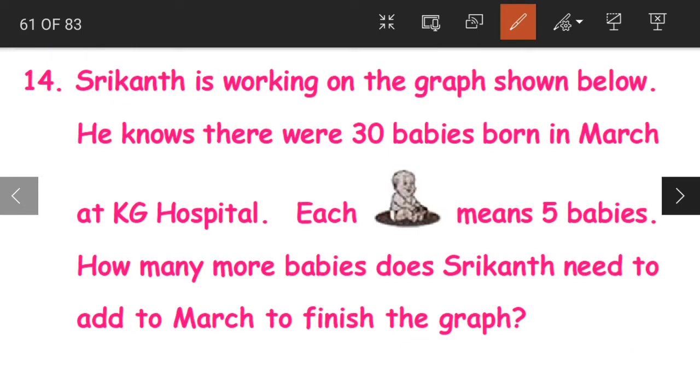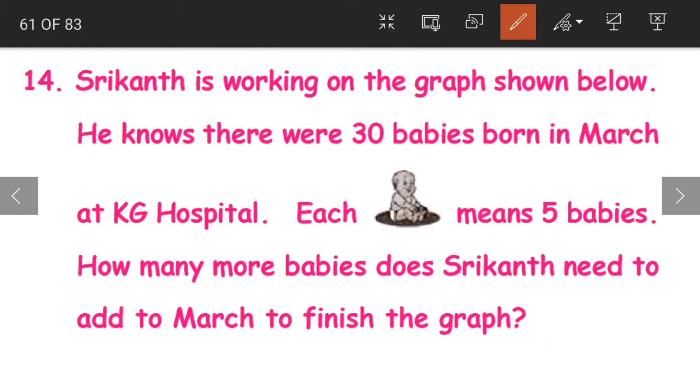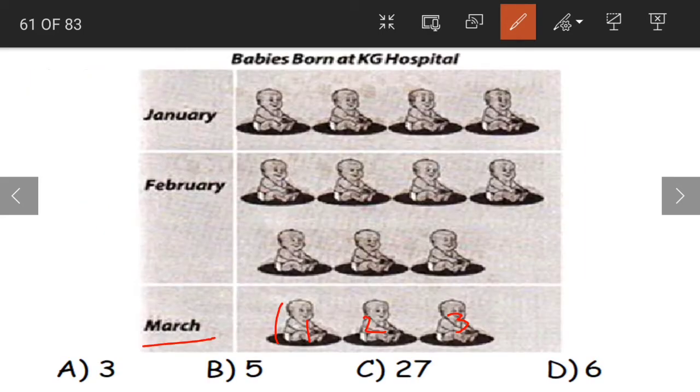Question 14. Srikanth is working on the graph shown below. He knows there were 30 babies born in March at the KG hospital. Each picture means 5 babies. Now how many babies does Srikanth need to add to March to finish the graph? See, in March we are having 1, 2, 3. How many babies do we have, children? 1, 2, 3. And what does 1 represent? 1 means 5. So this is nothing but 3 into 5, that is equal to 15.